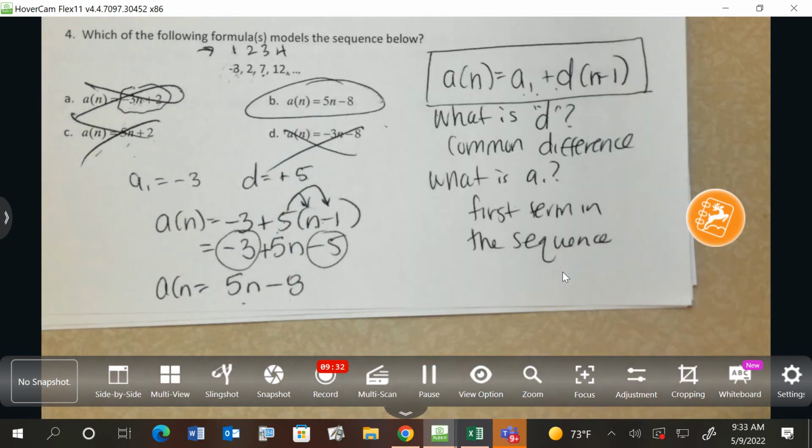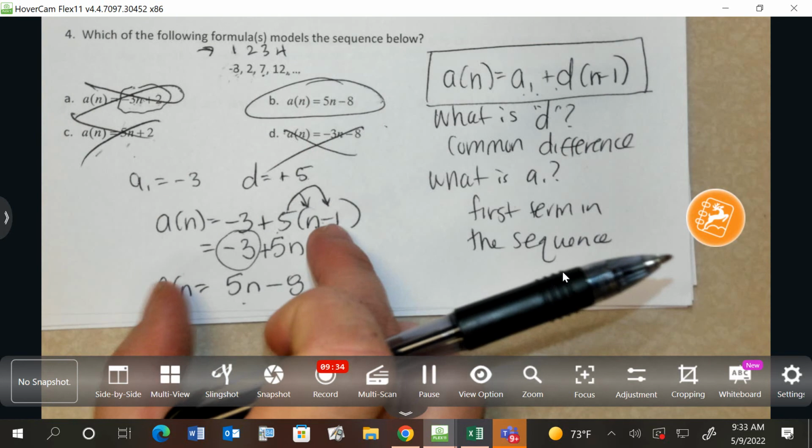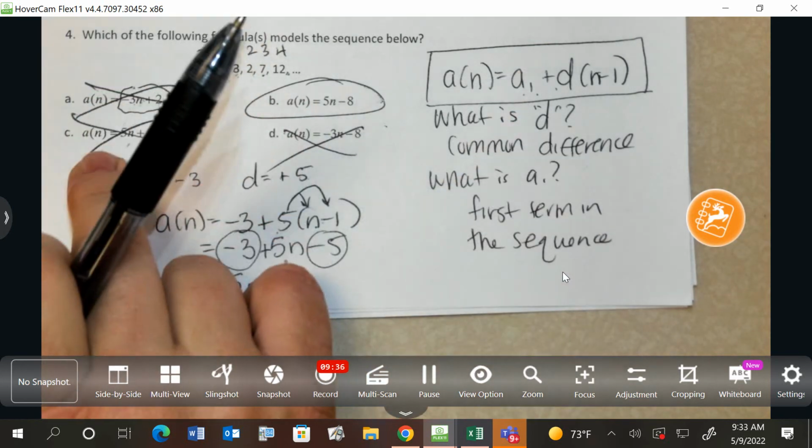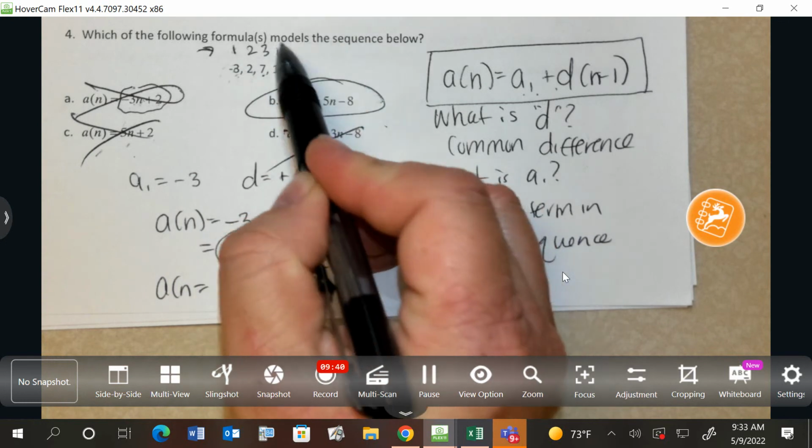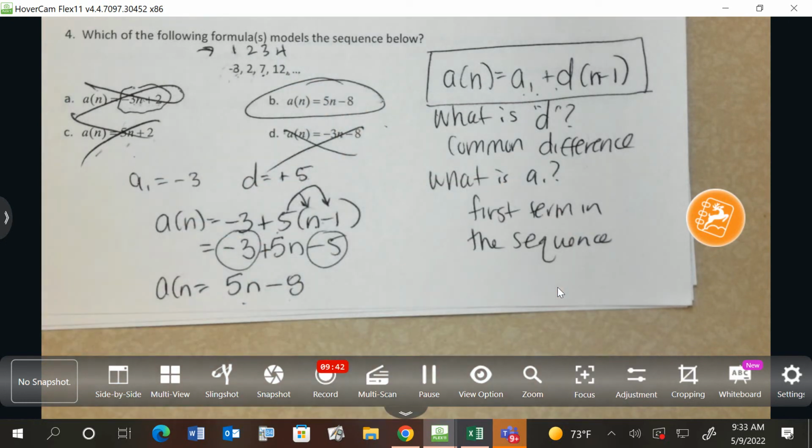Those are alternative ways. Like, Miss, can I just do it this way? I understand that. Absolutely. Or can you say, hey, I know I'm going to have multiple choice options. Can I also plug it in knowing the input and outputs to choose the answer? You can.